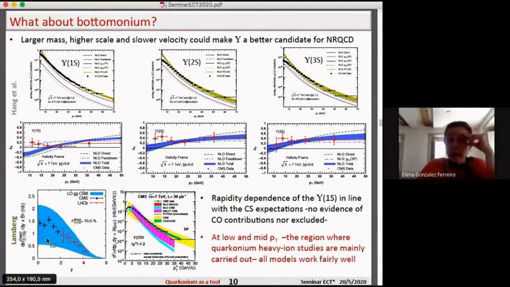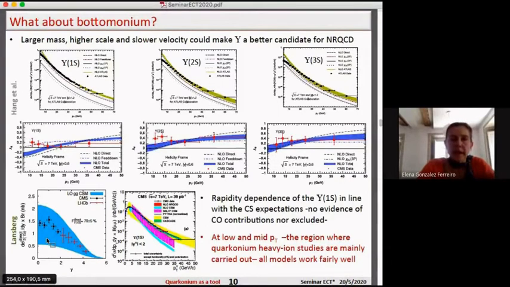So the fact is the following, as a conclusion of this first part: even if the three mechanisms for the partonic production of quarkonia are still at play, you can use any of them for the production in the low and mid PT region, because all models work fairly well there.